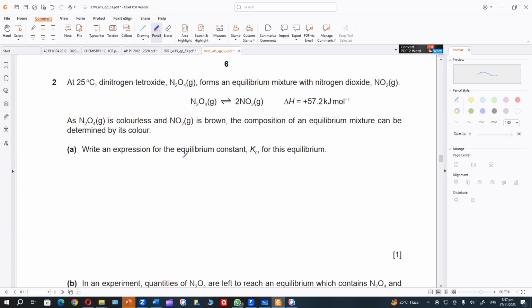Question number 2. At 25 degrees, dinitrogen tetraoxide forms an equilibrium mixture with nitrogen dioxide. N2O4 is colorless and NO2 is brown. The composition of an equilibrium mixture can be determined by its color. Write an expression for the equilibrium constant. Equilibrium constant is concentration of product upon concentration of reactant. Right? Yeah. So it will be NO2 squared over concentration of N2O4.